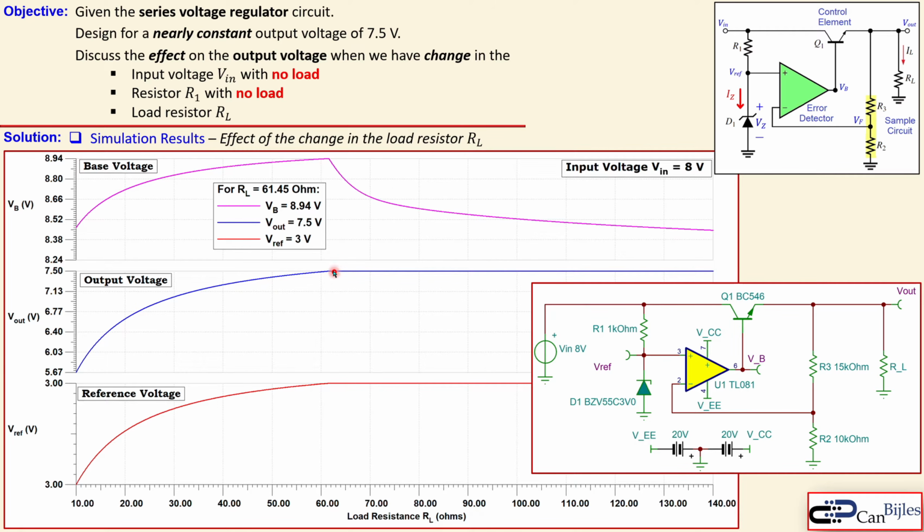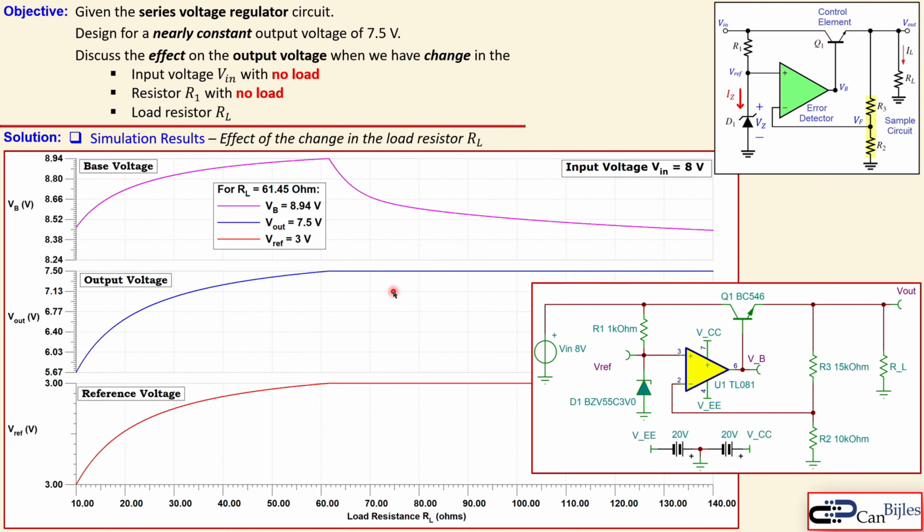But you see here the blue line, which is our output voltage, is fairly constant and almost actually 7.5 volts, even though we change our load resistor here. So now that you see the load regulation, this is now 70, 80, 90, 100, etc. Doesn't matter. Your output voltage is this 7.5 volts.